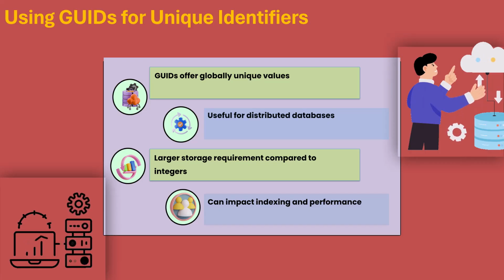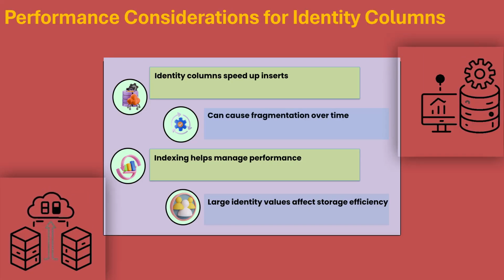Choose wisely. Identity columns make inserting data a breeze, fast and efficient. But over time, fragmentation sneaks in, slowing things down. Good indexing is the key to keeping performance steady. And while large identity values help scale, they eat up storage. Imagine stuffing a suitcase. More data means more space, but too much can make finding things harder.